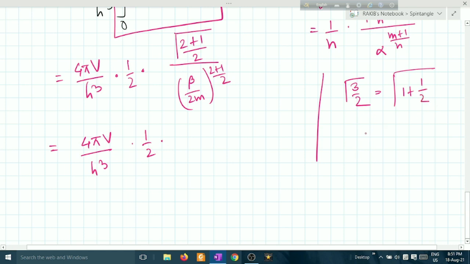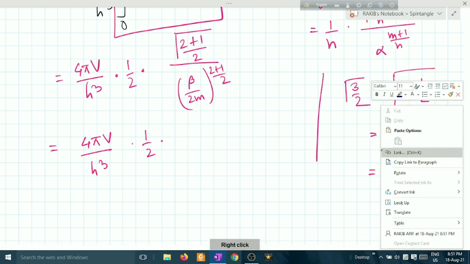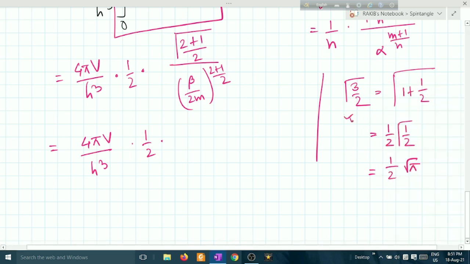Okay, 1 plus half is 3 by 2. That means what is the value of 1 plus half gamma? That means half gamma half. What is the value of gamma half? I think it is root pi. So this is half root pi, the value of this thing. But this means there will be another half root pi.